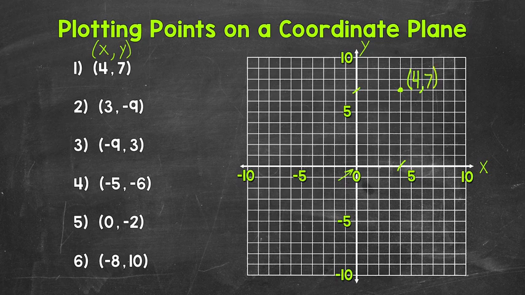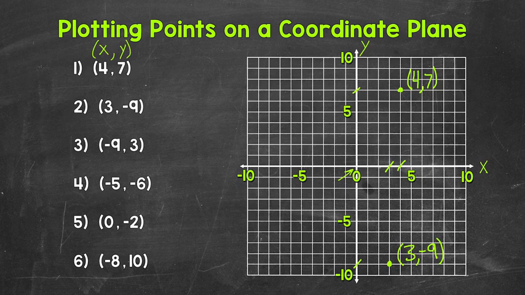Let's move on to number 2, where the x-coordinate is 3 and the y-coordinate is -9. So we need to start with the x-coordinate. So over 3 on the x-axis, which is right here. And then we need to go down to -9. -9 is right here on the y-axis. So we plot this point right here. So this is 3, -9.